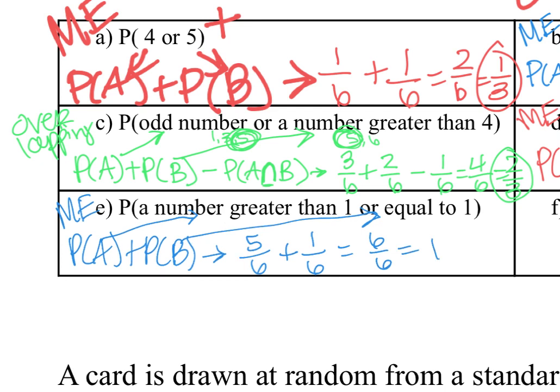Now remember, probabilities cannot go over 1. If it's equal to 1, that's okay. It cannot go over 1.